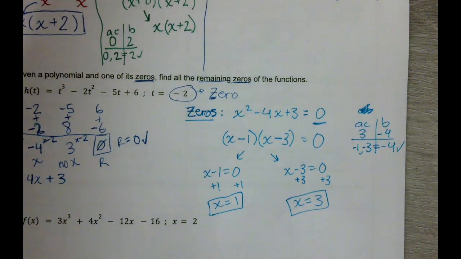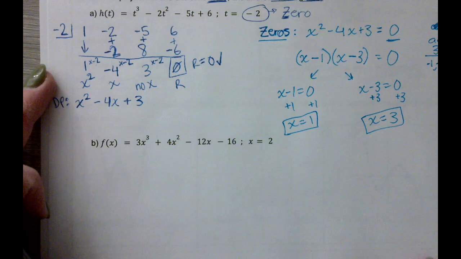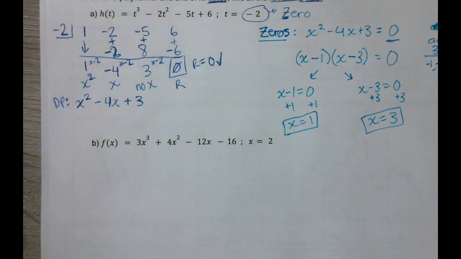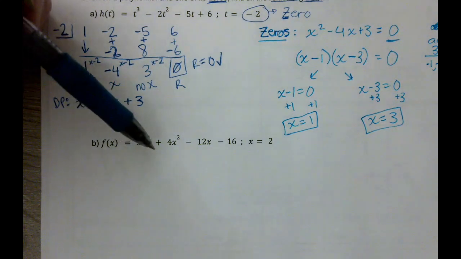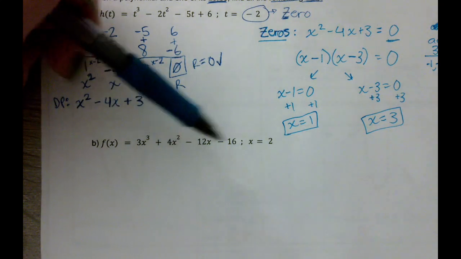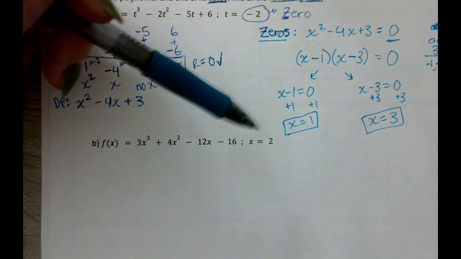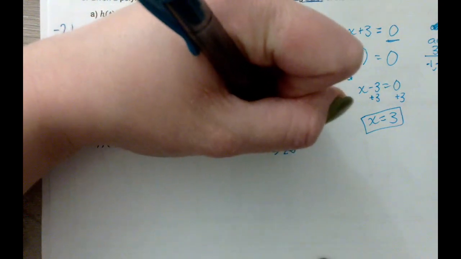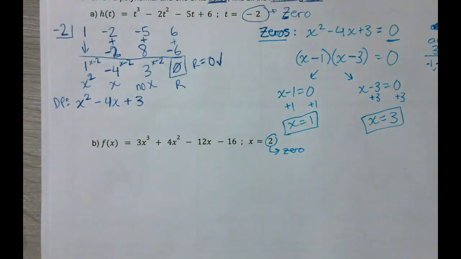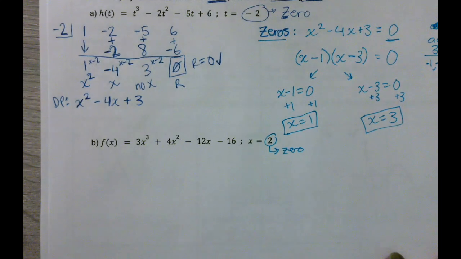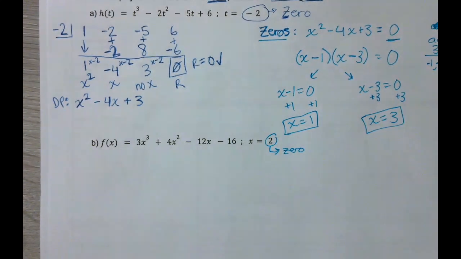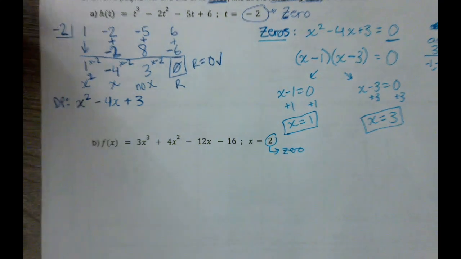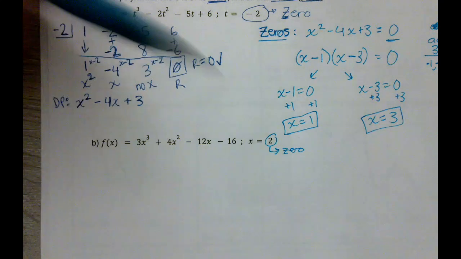We're going to do this one more time for letter B. f of x equals 3x cubed plus 4x squared minus 12x minus 16. And then again, this x equals 2. This is a 0, so that means do not change its sign when we are using synthetic division. And I've already read through the problem. We are not missing any terms: x cubed, x squared, x, no x. We are good.